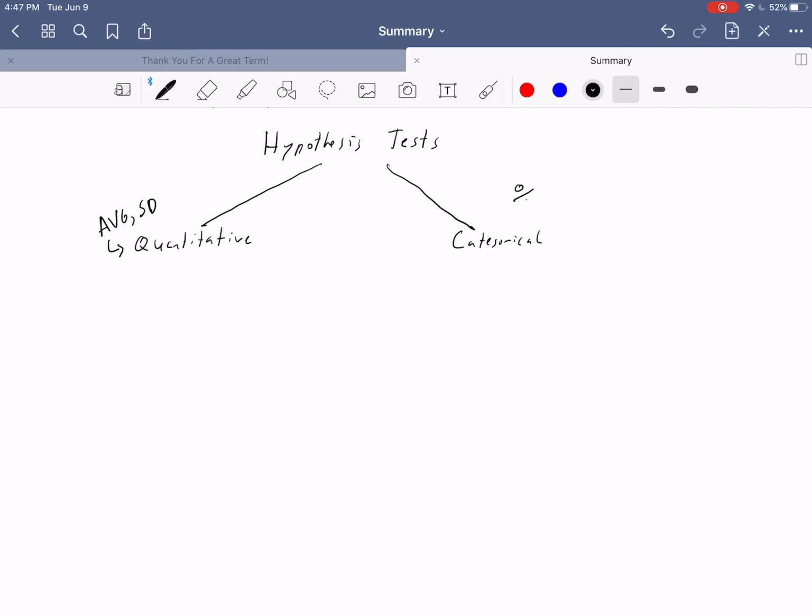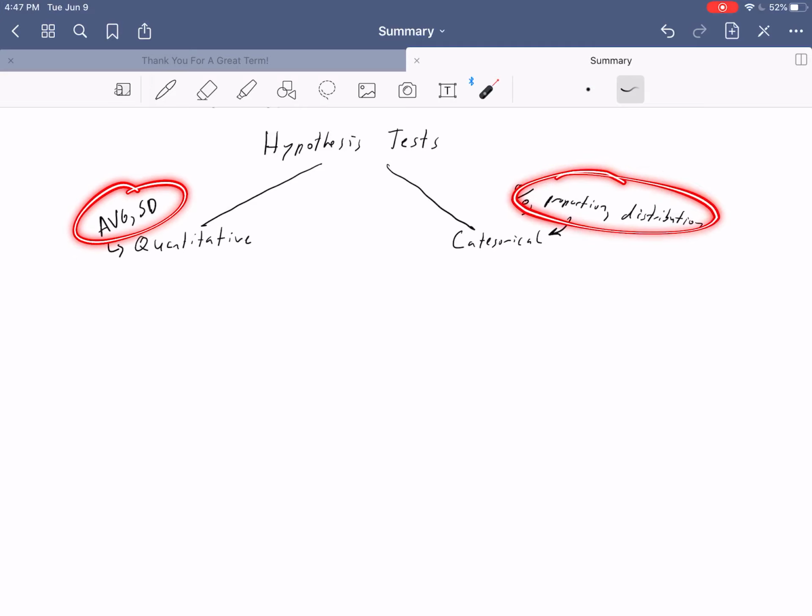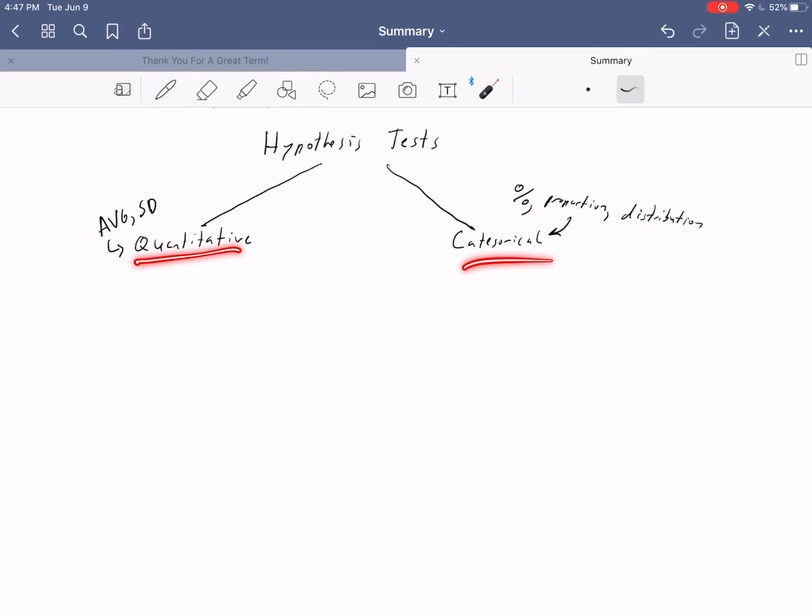Things like percentage or proportion or distribution, those are all terms that, if you see them mentioned, indicate that you're talking about something categorical. We work with percentages and proportions as our main measures for categorical variables, and distribution is something that often references the distribution of a categorical variable. So if you see any of these types of terms, you can use those to key in on whether or not you're talking about something that is quantitative or categorical.